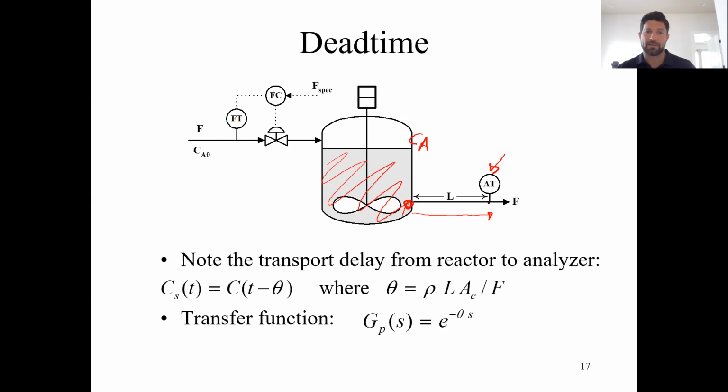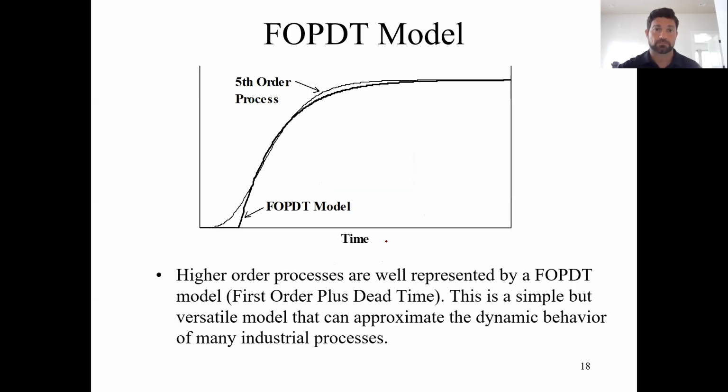So there's going to be a time lag, and this is essentially a dead time. What this says is that the composition at the sensor at this current time equals the composition over here some time period ago. Okay, so that's essentially what dead time means. It's just a delay in the response. So we're going to use that.